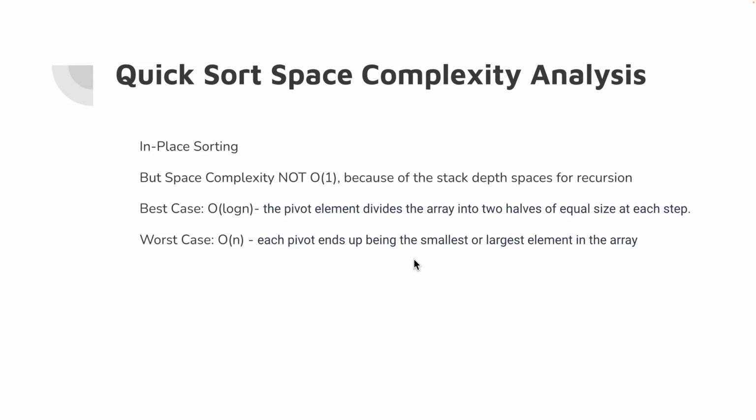Okay, let's do the space complexity. So although quicksort is an in-place sorting, the space complexity is not really O(1) because we have to consider the stack depths, right? So when we use stack, we have to consider the spaces it's used for the recursion. So for the best case, the space complexity should be O(log n). It is when the pivot element divides the array into 2 halves. And the worst case will be O(n), which is like the example I said before, like 0, 1, 1, 1, 1, 1. That will give us the worst case O(n).